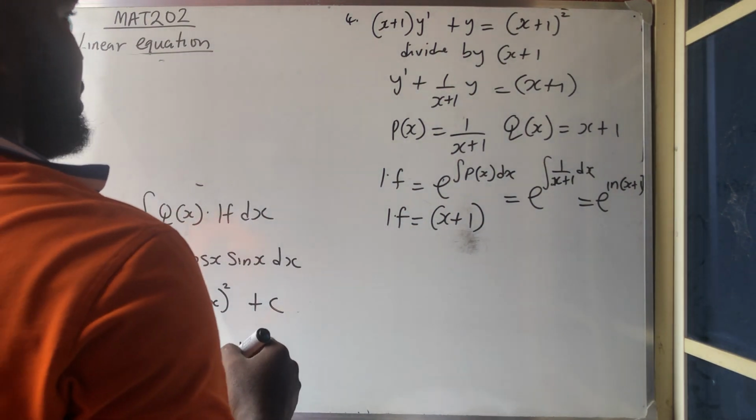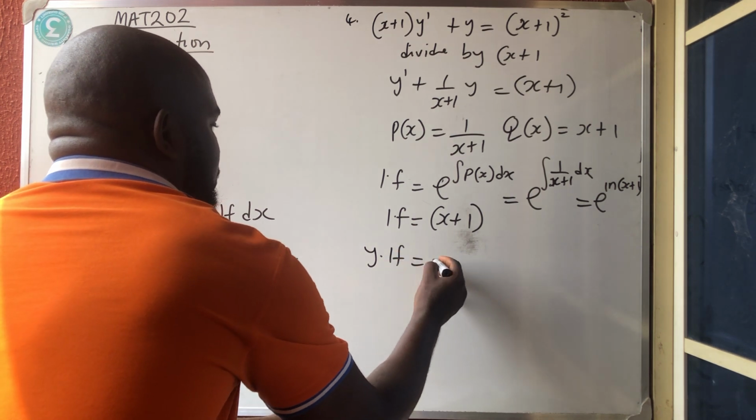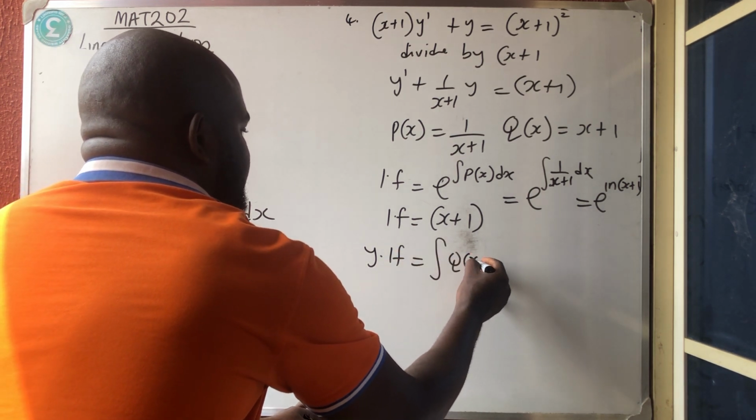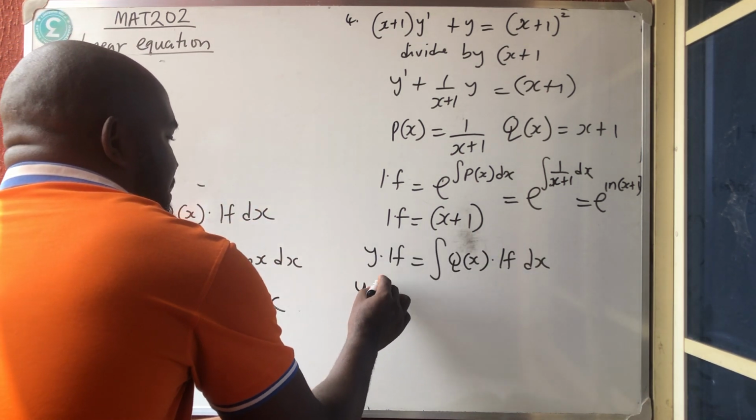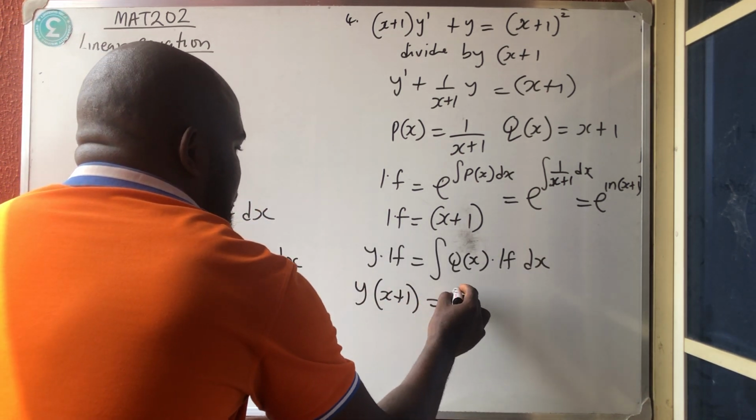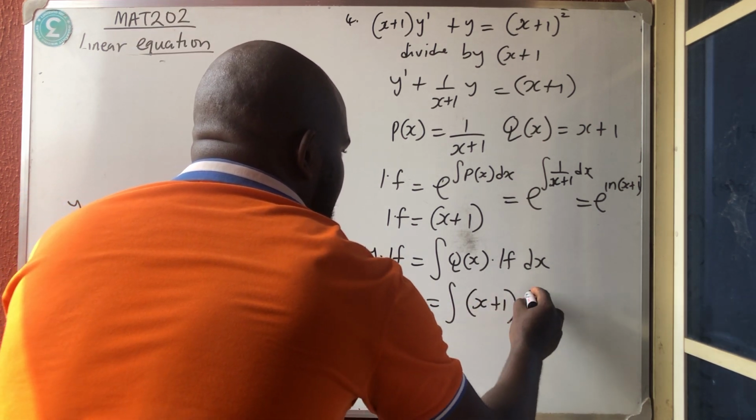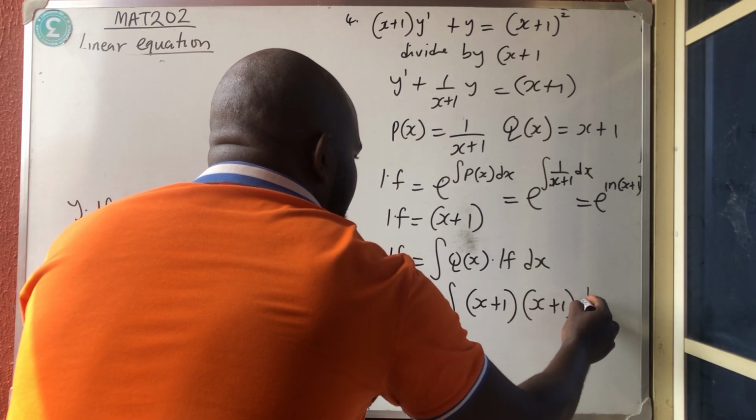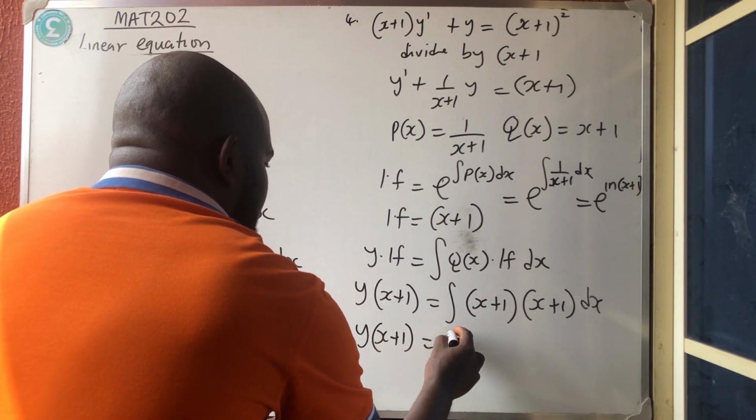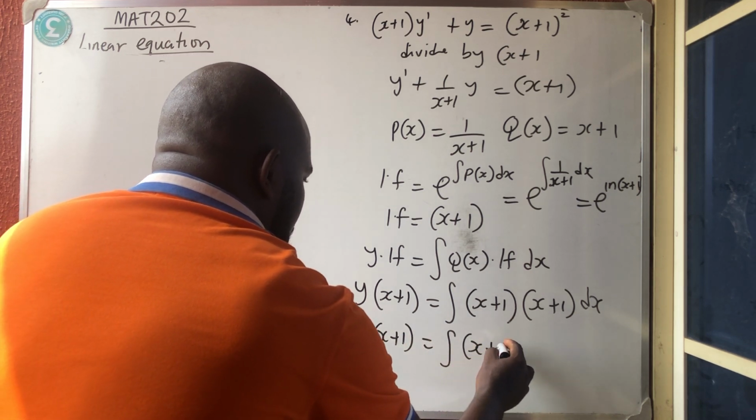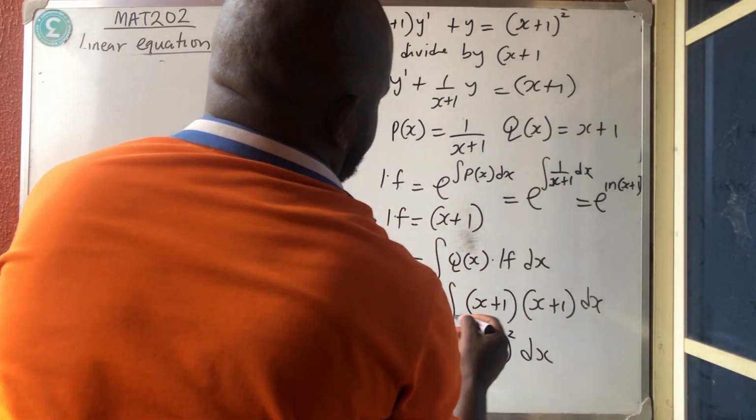So since I'm left with x plus 1, the solution becomes y times the integrating factor is equal to what? The integral of q of x times the integrating factor dx. So I'm left with y times x plus 1 is equal to the integral of q of x, which is x plus 1, and the integrating factor, which is still x plus 1, dx. So I'm left with y times x plus 1 is equal to the integral of x plus 1 all squared dx.